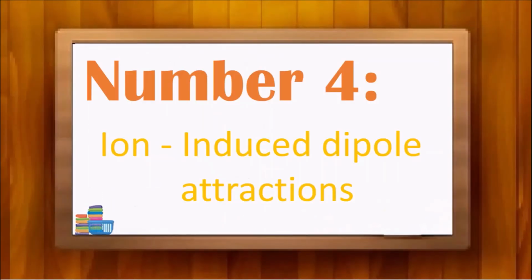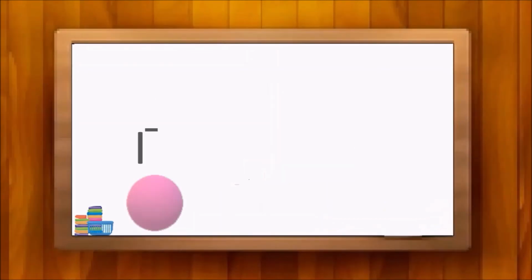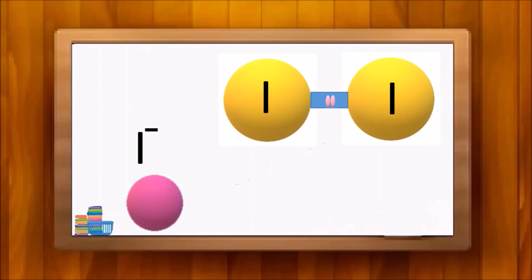Number 4, ion-induced dipole attractions. What is an induced dipole? There are non-polarized molecules in some solutions. An ion in the same solution is able to induce a dipole in this molecule. How could it do so? This is a negative ion, also called an anion. And this is a non-polarized molecule.